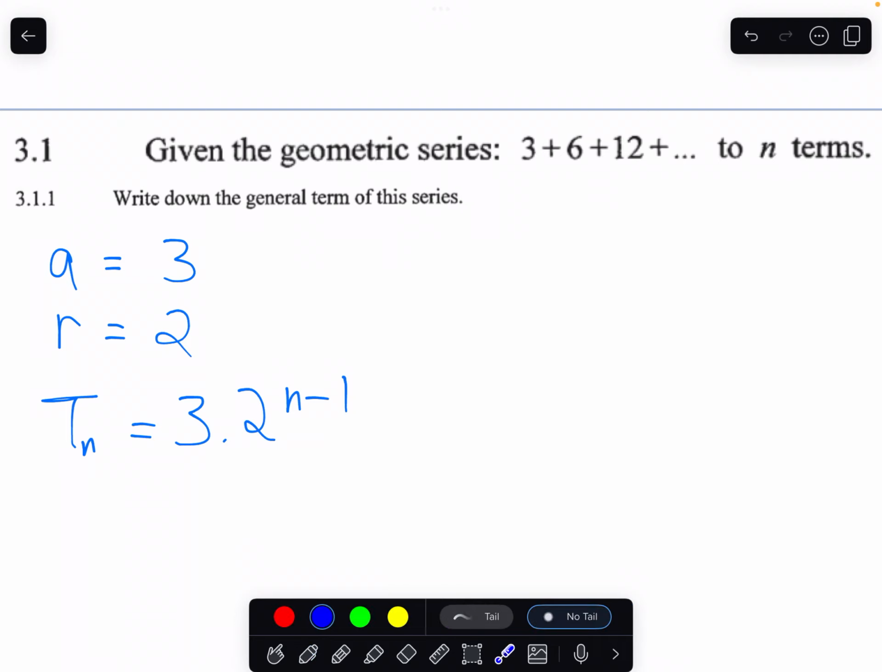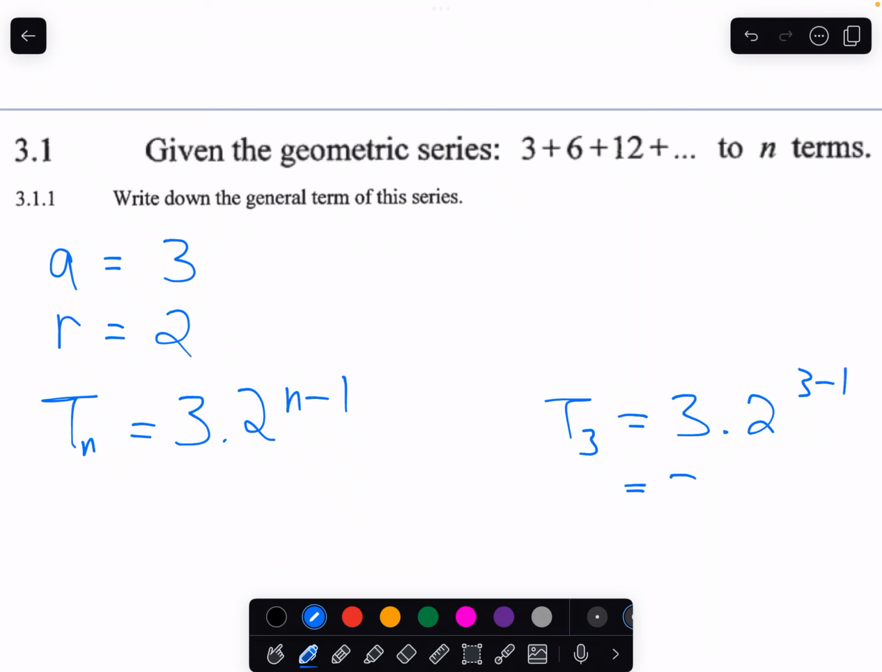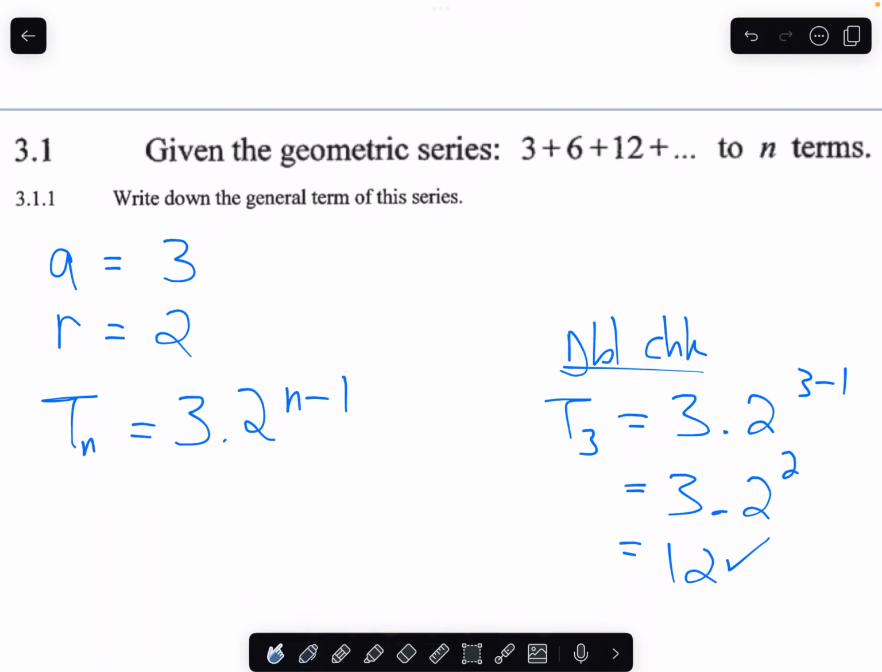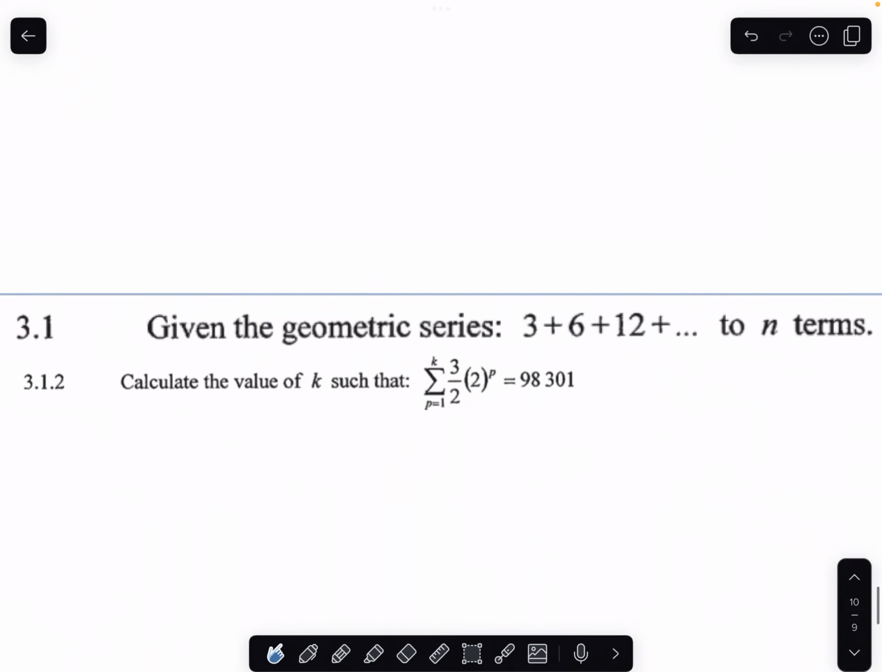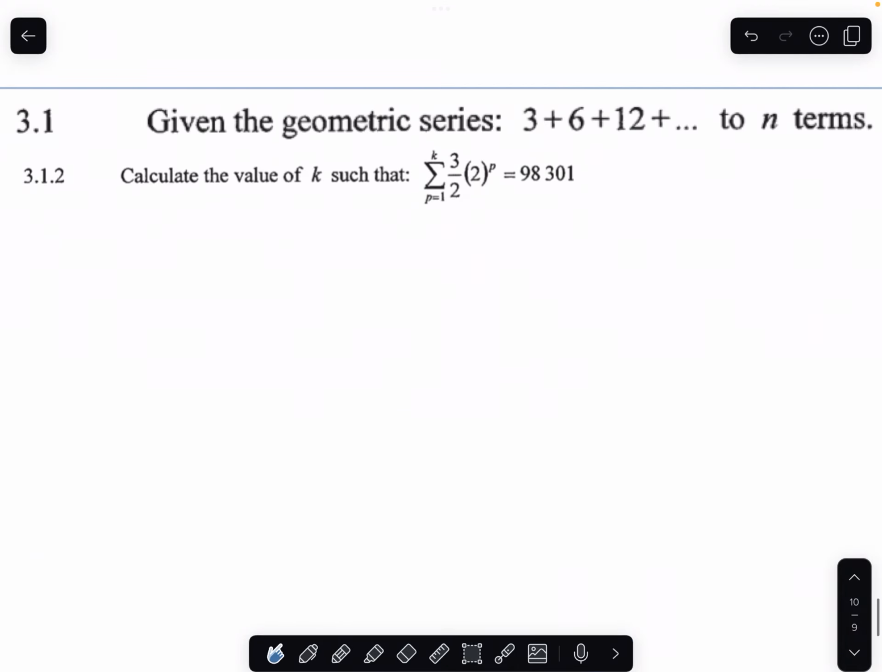And we can just double check with one of the terms. So let's say term 3. Term 3 would be given by 3 times 2 to the 3 minus 1, which is 3 times 2 to the 2, which is indeed 12. Okay, right. So that's our first question done and dusted, feeling majestic, feeling victorious.